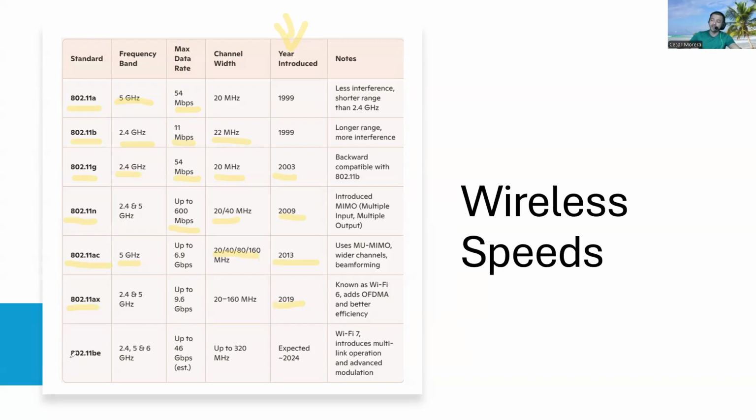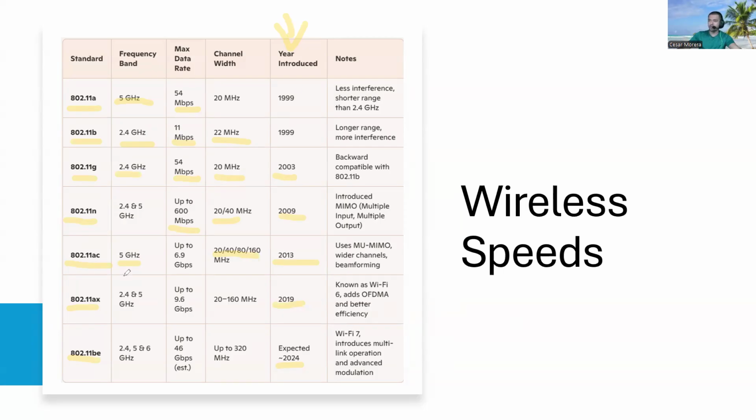Finally, we have 802.11be. It supports 2.4, 5, and 6 gigahertz, up to 46 Gbps, up to 320 megahertz. Expected 2024. Wi-Fi 7 introduces multi-link operation and advanced modulation. And we are done with the presentation. I hope that you have learned something about these technologies.